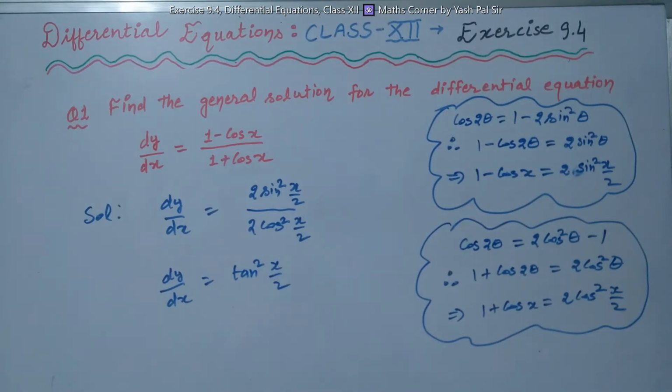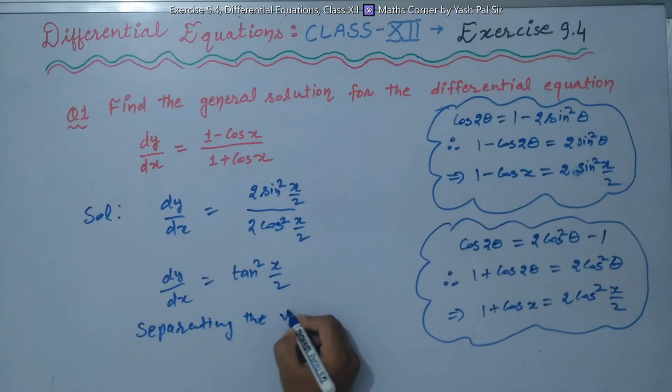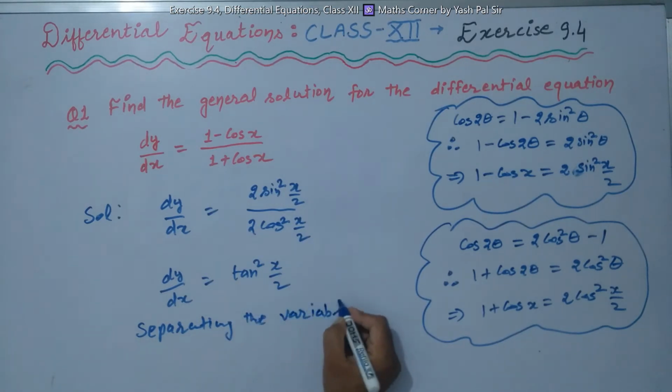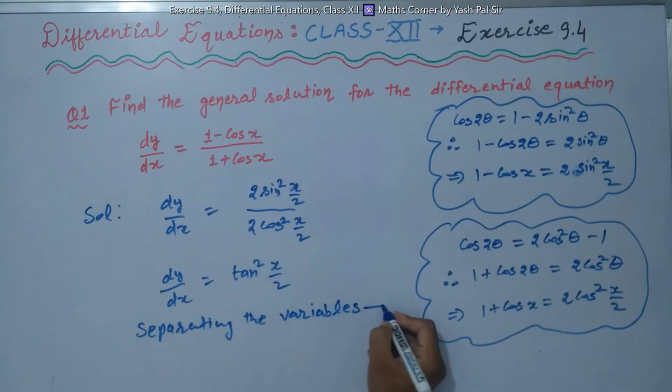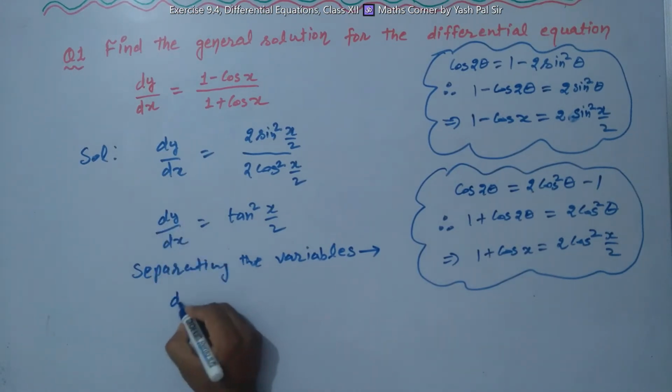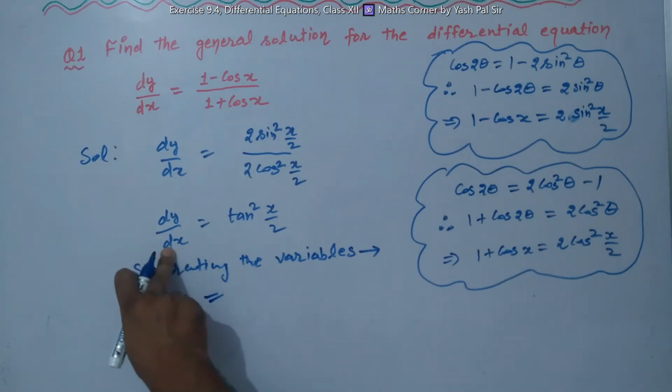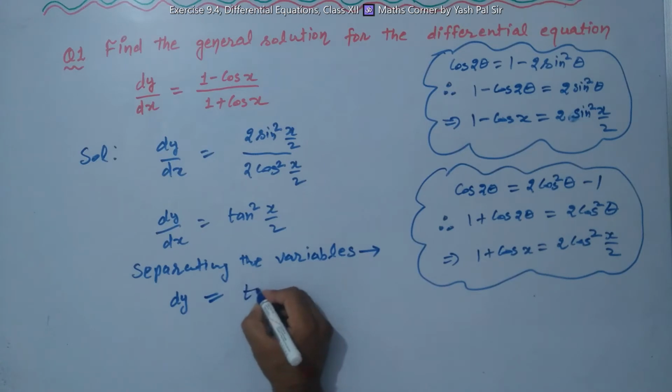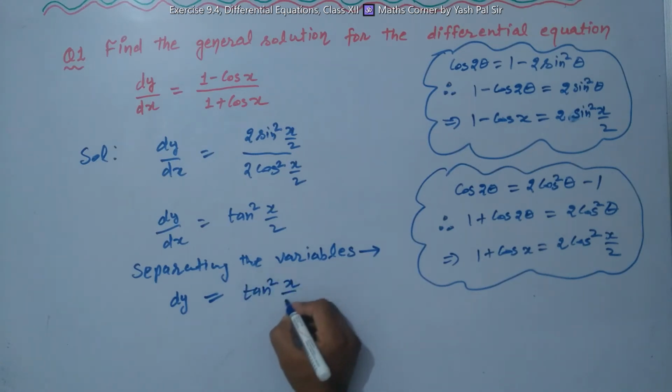Now separating the variables, this is the very next step. How to separate the variables? We keep the dy of the numerator at the left hand side, dx in the denominator will go to the right hand side. This becomes tangent square of x upon 2 into dx. Now the very next step is solving this, that is integrating both sides.